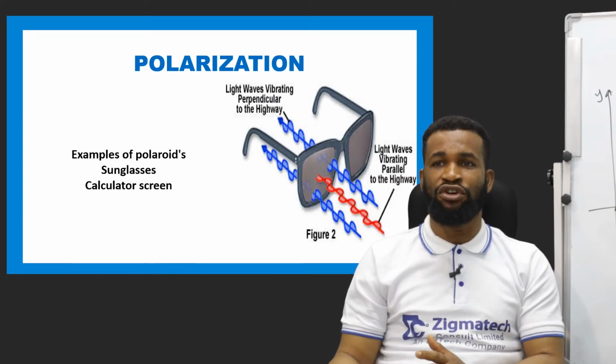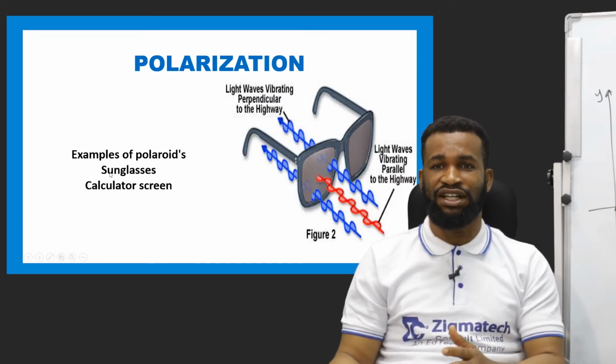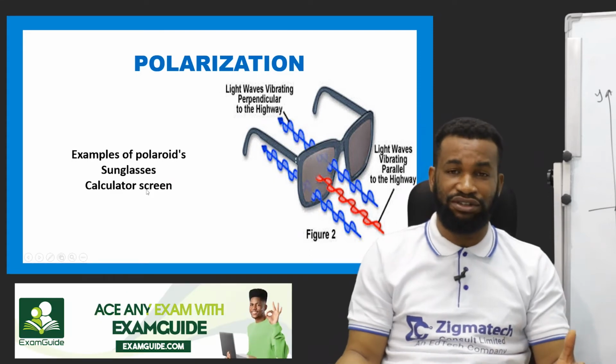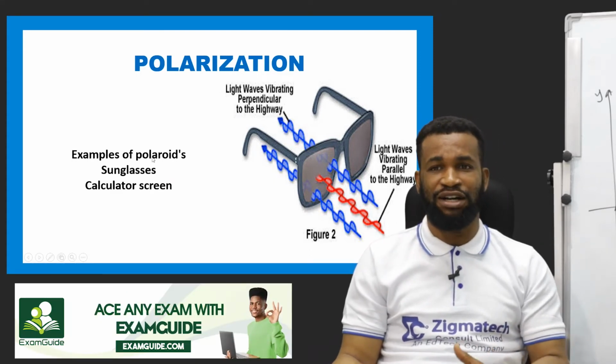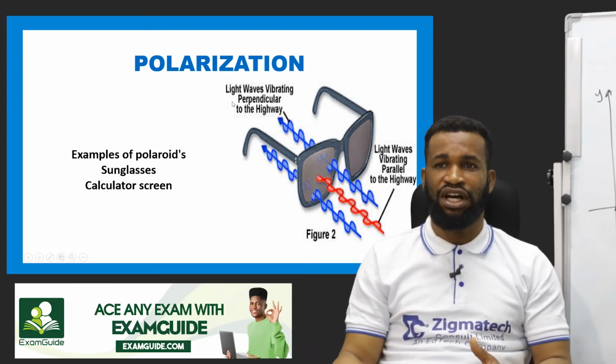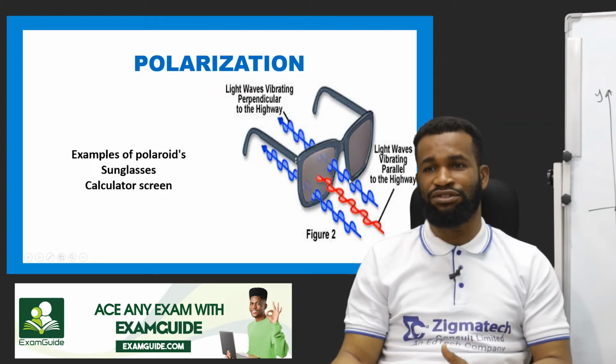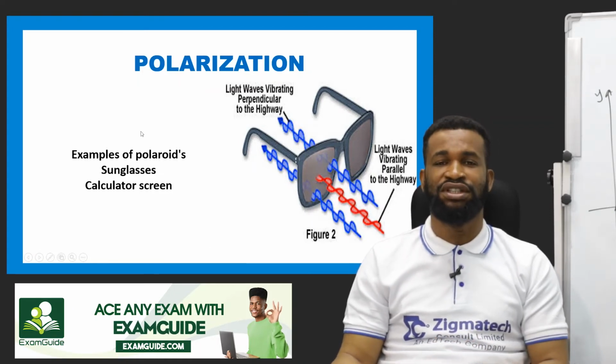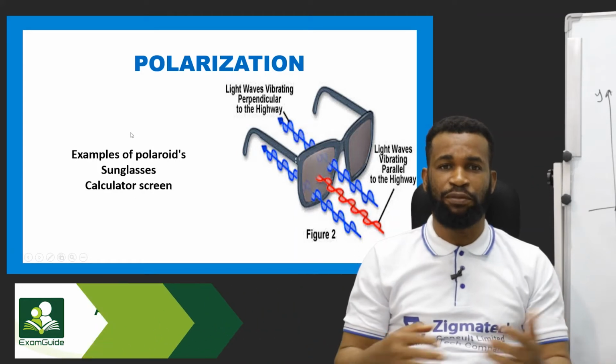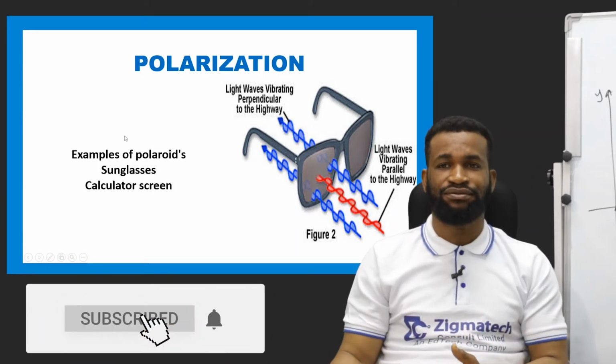Then we also look at them here. Even your calculator screen is another example of Polaroid. And then look at this one too, the sunglass, which we've said, or the sunshade. These are all what Polaroid are used for.